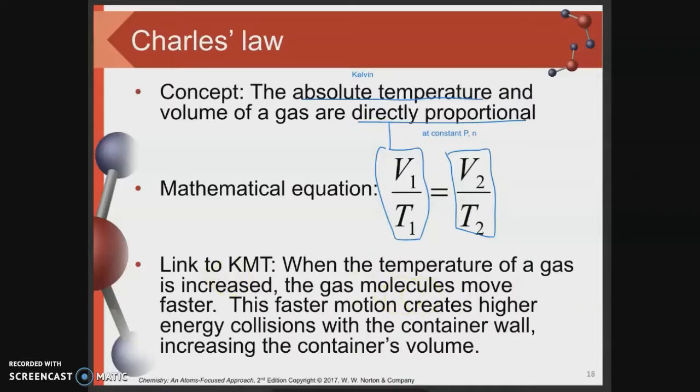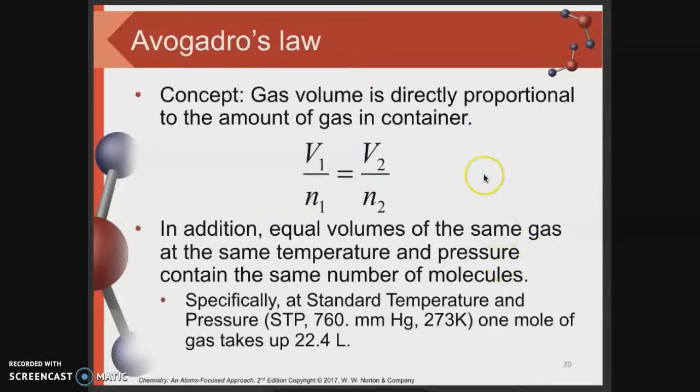Let's take a look at this from another concept. So thus far, we've held constant the idea of the amount of gas. What if we no longer did that? To do that, we would have to look at something called Avogadro's law.